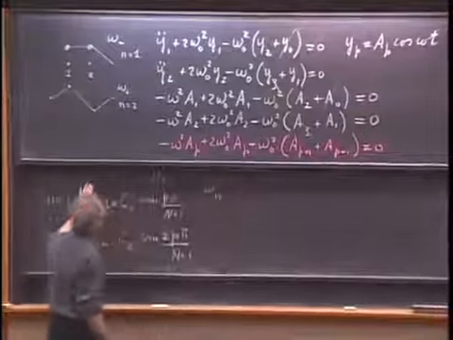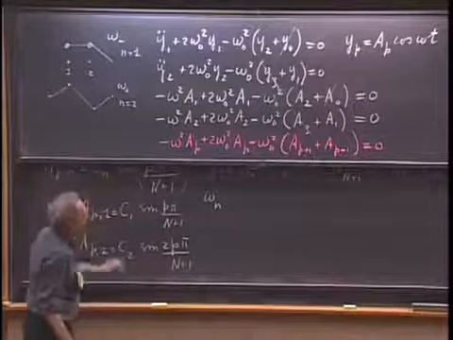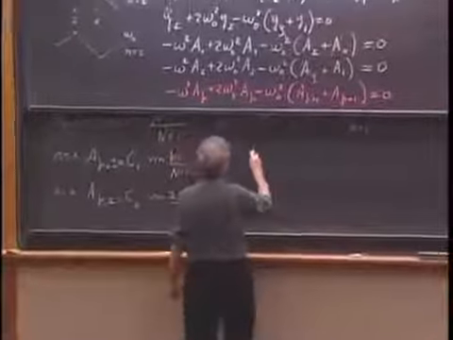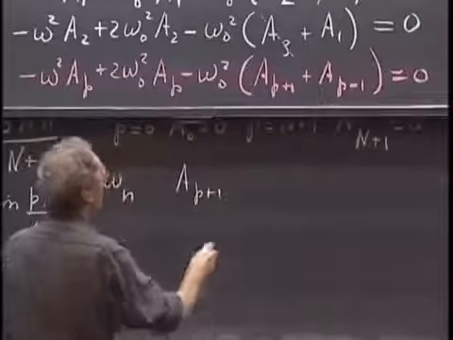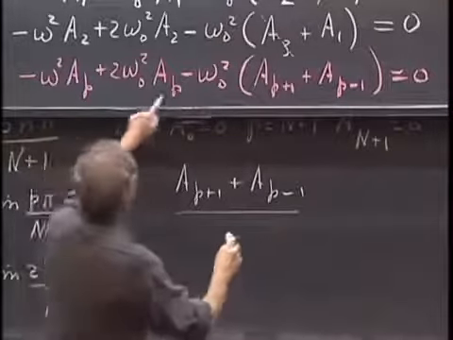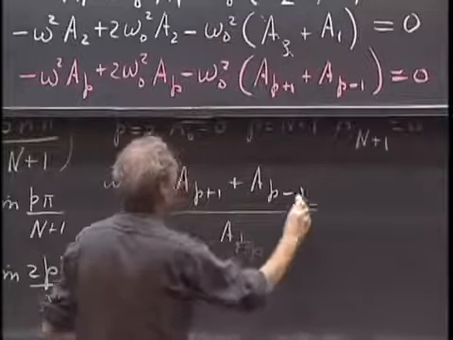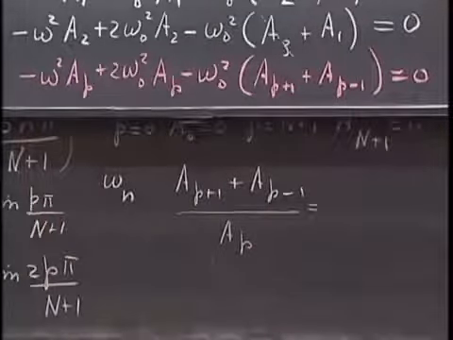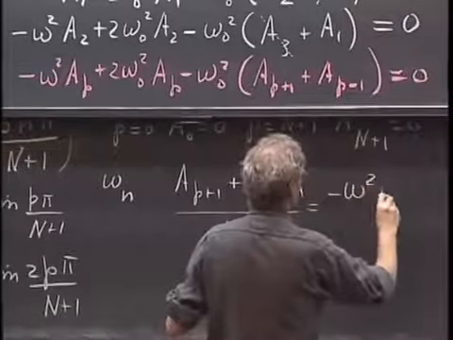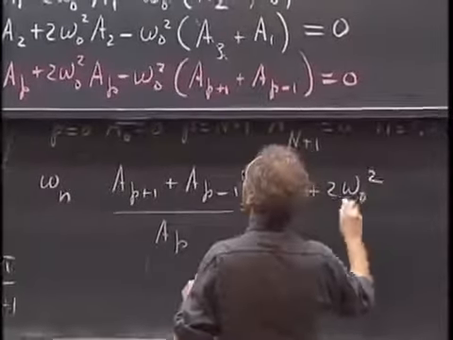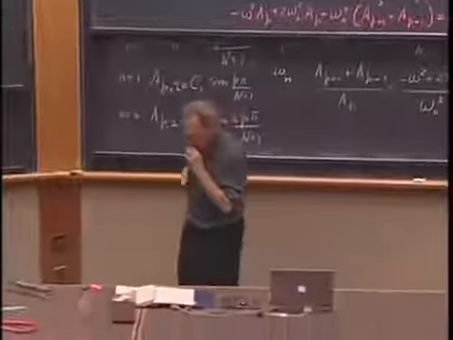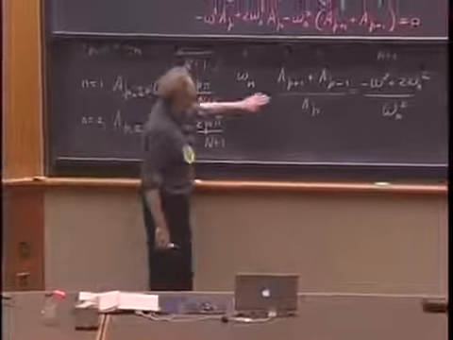And I'm going to write it now slightly differently. I'm going to take the a's to one side. So I'm going to write down here a_(p+1) plus a_(p-1) and divide that by a_p, just rearranging, and then you will find that it is minus omega squared plus 2 omega 0 squared divided by omega squared. Take a look at this and convince yourself that this equation is identical to this one.